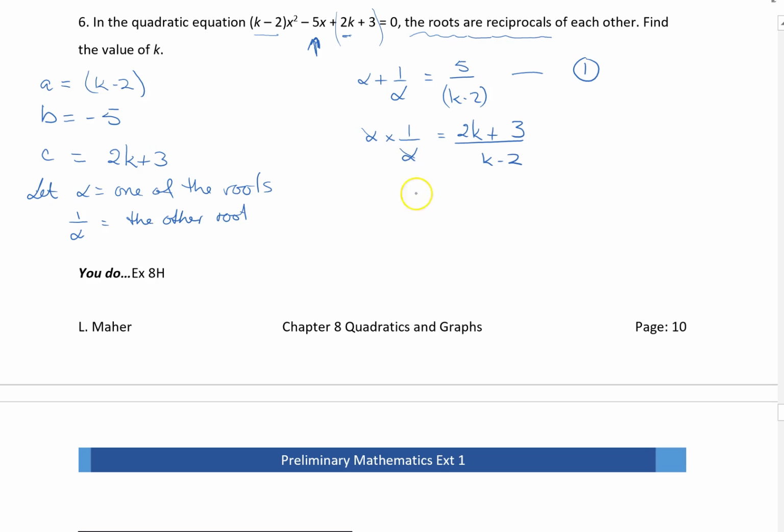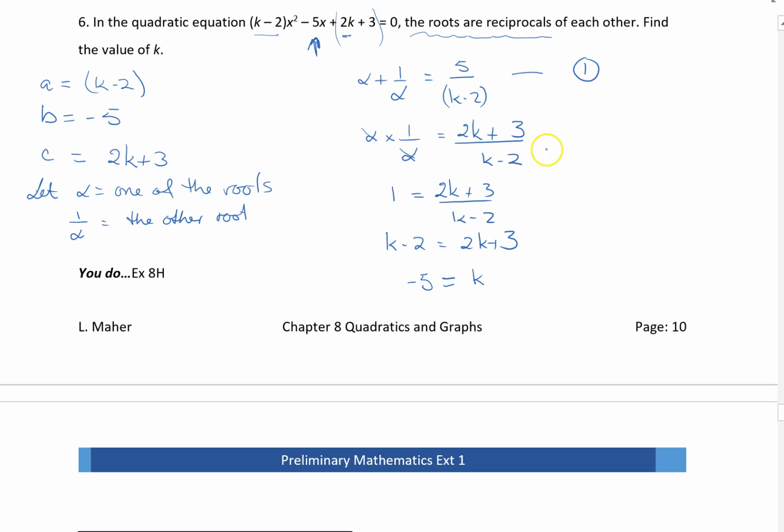Now, this actually cancels, and that's fine because I've got an equation in k. So 2k plus 3 over k minus 2 equals 1, so k minus 2 is 2k plus 3. And so if we solve that, I think I've done that right, we've got k is equal to minus 5. So we actually didn't use that sum of the roots, that wasn't taking us anywhere. Nice.